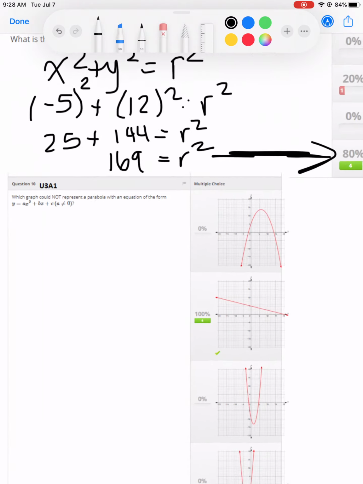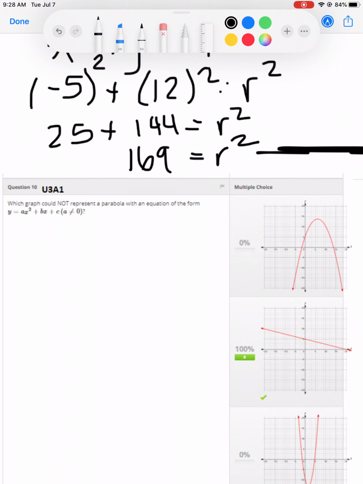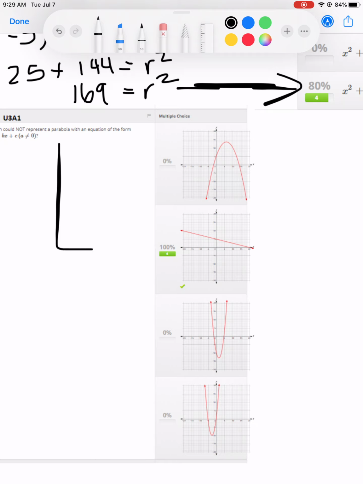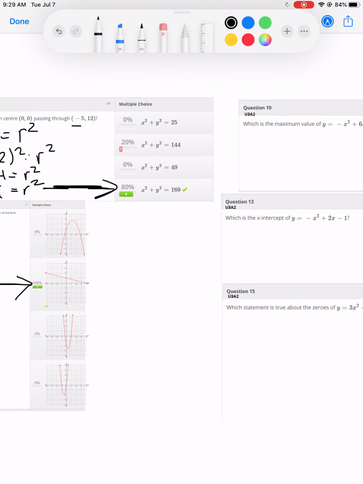This one here, which graph could not represent a parabola? Okay, because these are all curves. That's linear. So that's the only reason why that's it.